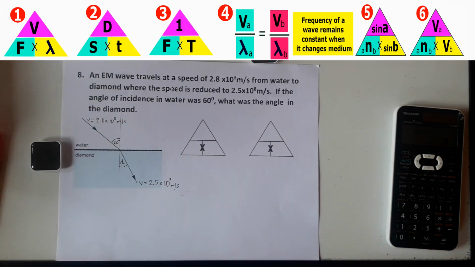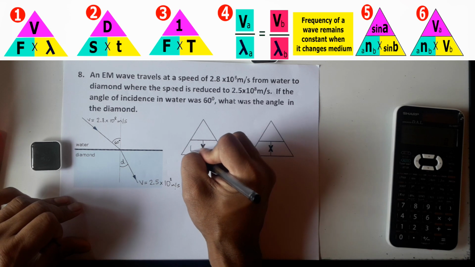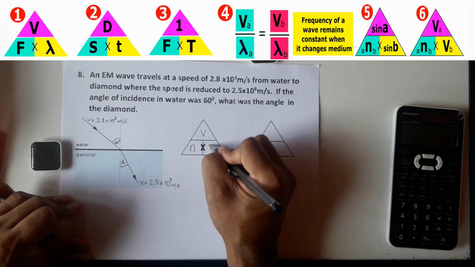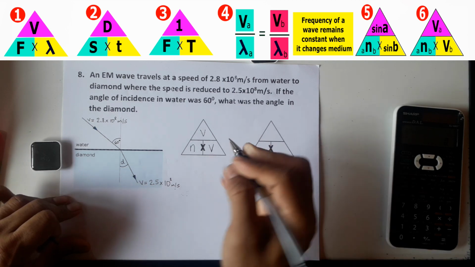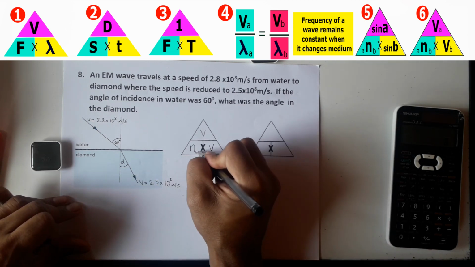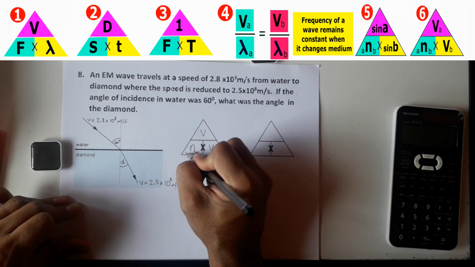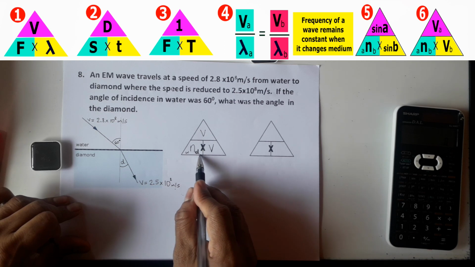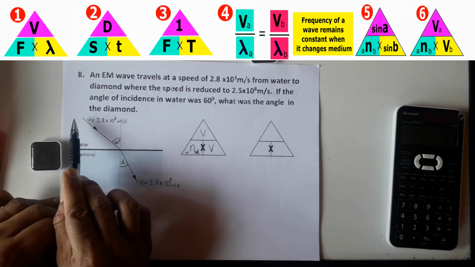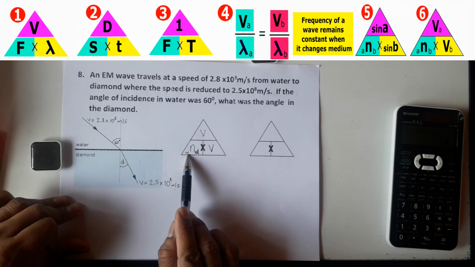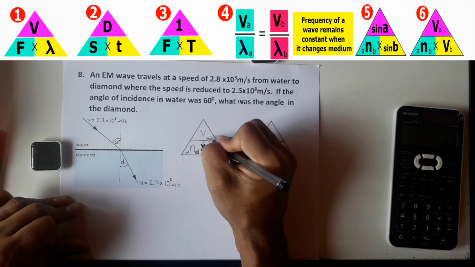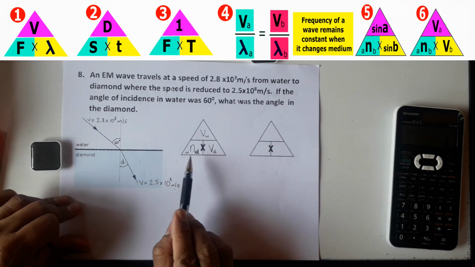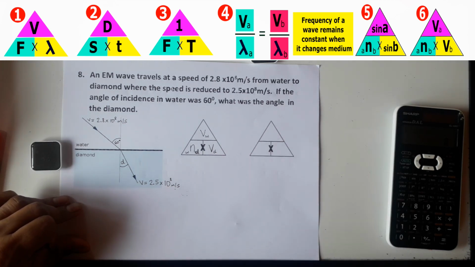Formula 6, right? You will see this formula. N is equal to velocity in one medium divided by the velocity in the other medium. So the two mediums here are water and diamond. Notice I put the W first and the D after, which means that the wave is going from water to diamond, which means the W goes on top and the D goes underneath. So N stands for your refractive index.